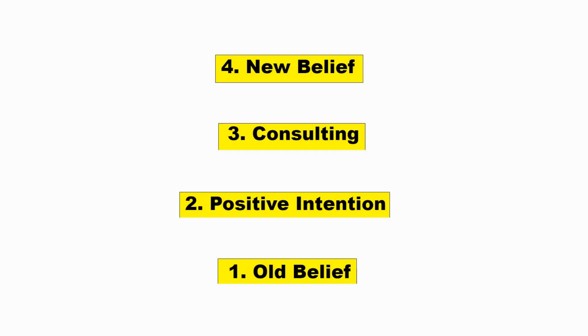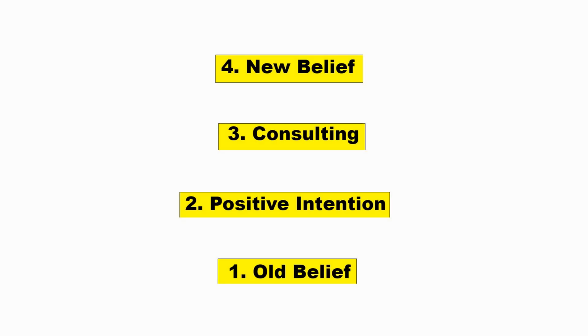So the 4 markers are, number 1, a spot for the old belief, and you could put a label on the floor or a coin on the floor. And then one step ahead of that is the second marker. What's the positive intention of that old belief? And then the third spot is the consulting space, where we can figure out what needs to change. And the last marker, the fourth one, is the new belief. So we've got 4 markers spaced 1 step apart. So once again, the person knows which part of the process they're in.